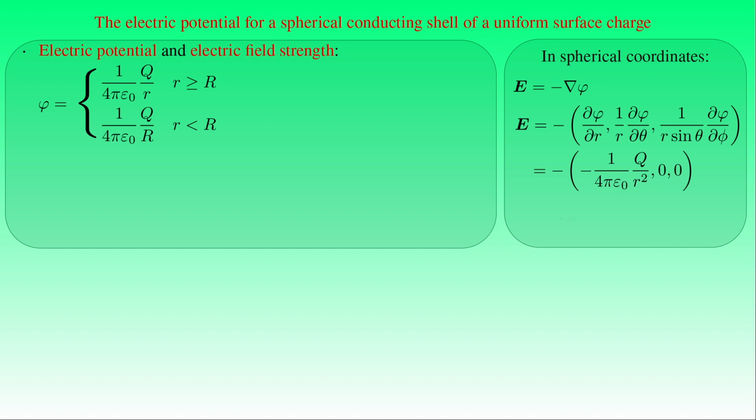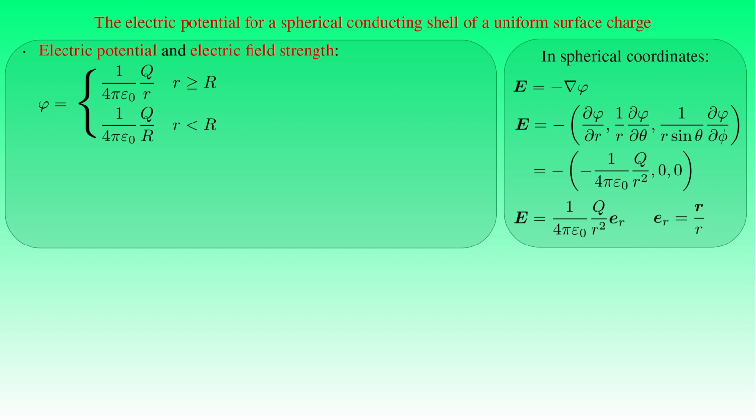The electric field strength E at a given point has the magnitude of 1 over 4 pi times epsilon naught, times the total charge Q of the shell divided by the square of the distance r between the origin and the point, and points in the radial direction. Here the basis vector e sub r describing the radial direction is simply equal to the position vector r pointing from the origin to the given point, divided by its length.